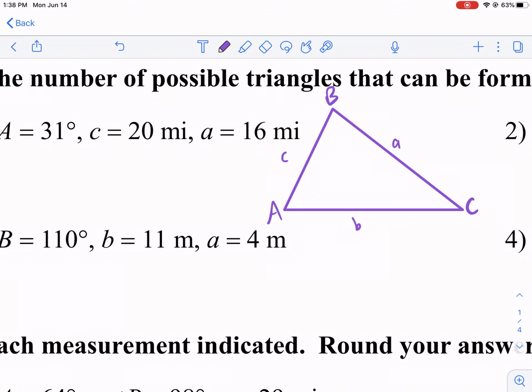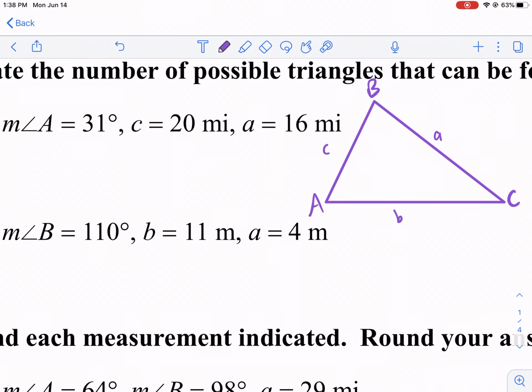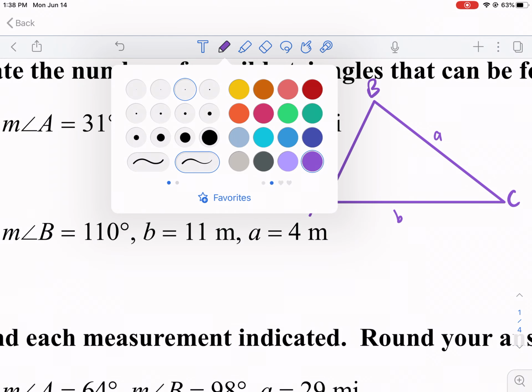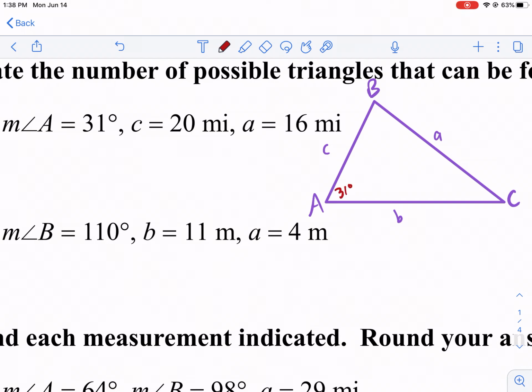You get it. Now we're going to change, A is 31 degrees, so I'm going to change my colors here. Let's call this 31. a is 16, so I can get rid of that. a there, and then c is 20.